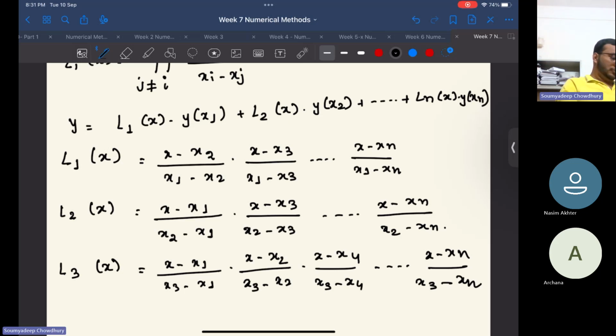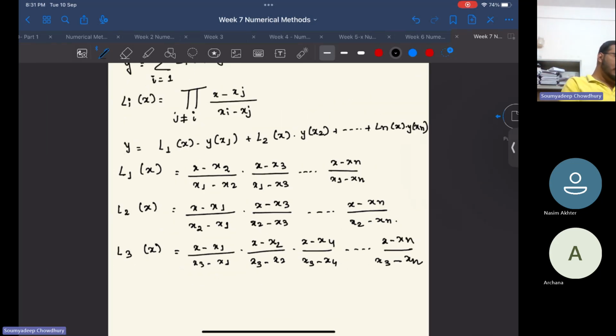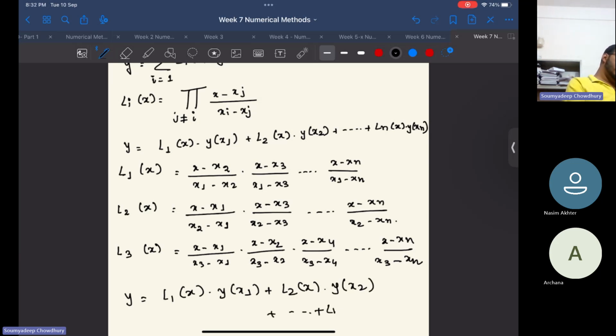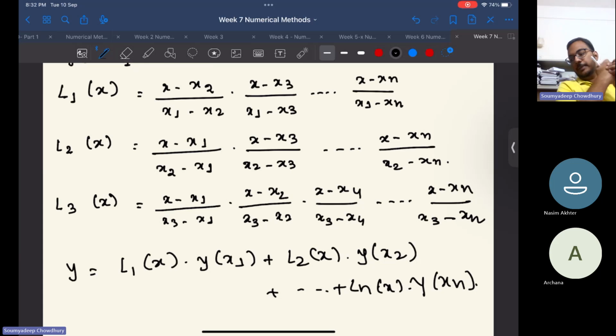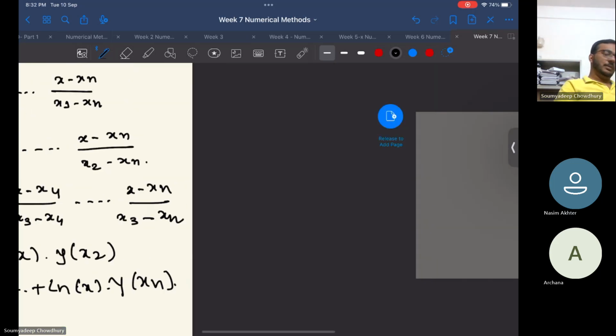Yes, it is clear. Okay, so the Lagrange's polynomials are there. Now we will substitute all this: L1, L2, L3 you have. So basically, this will be L1 of x into y of x1, plus L2 of x into y of x2, like this, up to Ln of x into y of xn. So this is the final interpolating polynomial for y in terms of x. Clear, right? Yes, clear. Okay. Archana, is it clear?